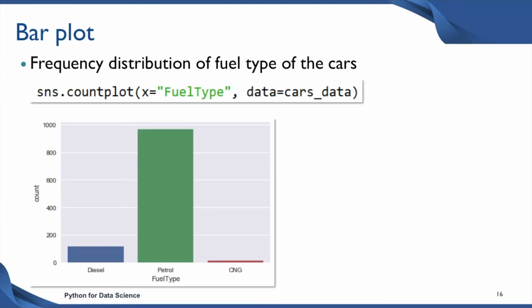So the next is the bar plot. The bar plot gives you the frequency distribution of a categorical variable. For example, you wanted to check the fuel types, right? How many cars are there of diesel, of petrol, of CNG? According to the fuel type I wanted to know the distribution, or the frequency count. That could be done by using your count plot. But one thing to remember, the fuel type must be a categorical variable, right? For a numerical variable there is your histogram, and for a categorical variable you have your count plot.